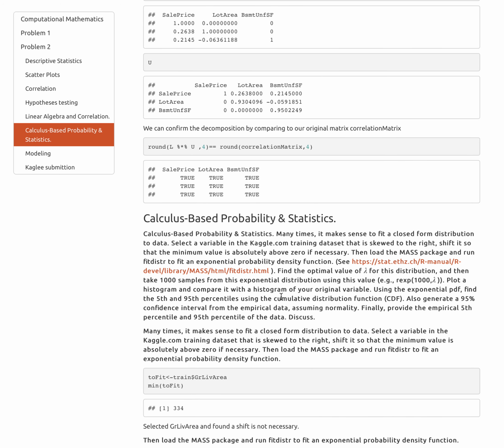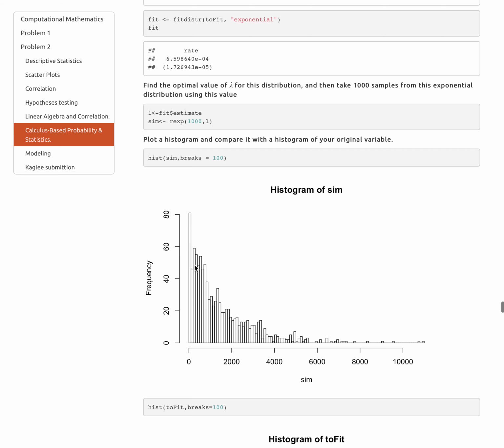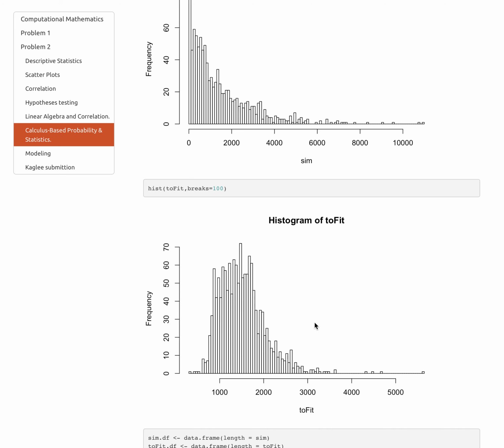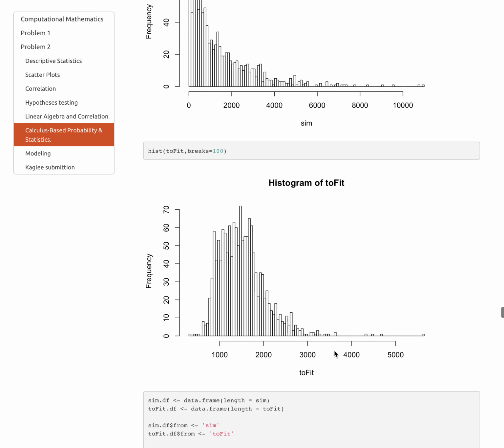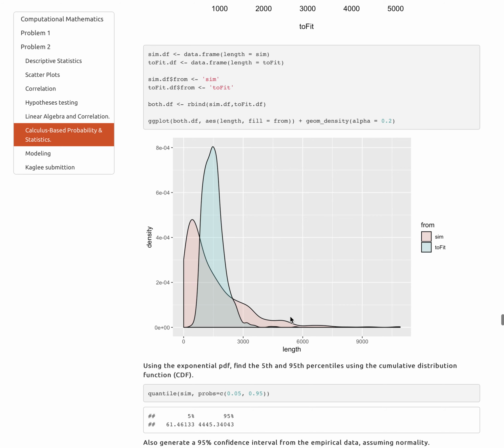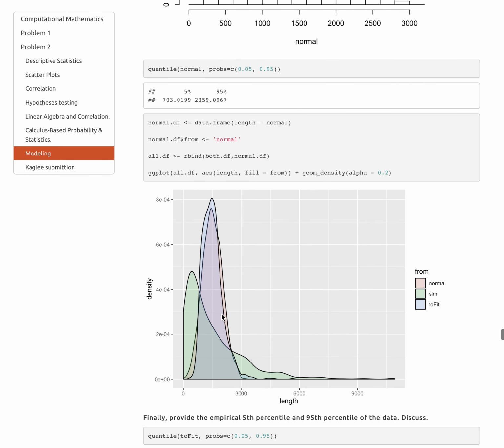In calculus and statistics, I used a given function to calculate an exponential model, as was given in the instructions, using this MASS library. Then generated the exponential, then generated a normal model and plotted the original data as well. Compare again the exponential and the normal model. Then I actually did the normal model and compared all three.